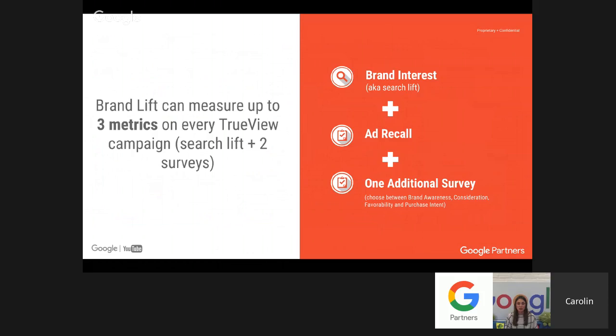And additionally, you can always have a third metric that you measure. So this can be either brand awareness, consideration, favorability, or purchase intent. So awareness, the question would be, are people aware of my brand? Consideration, do people consider my brand? Favorability, do people favor my brand over others? And purchase intent, do people intend to purchase my brand?